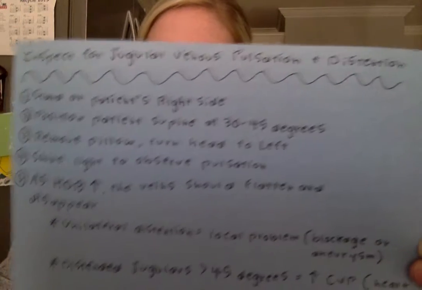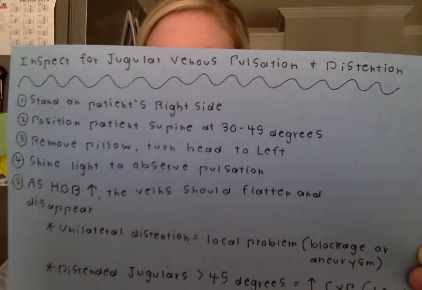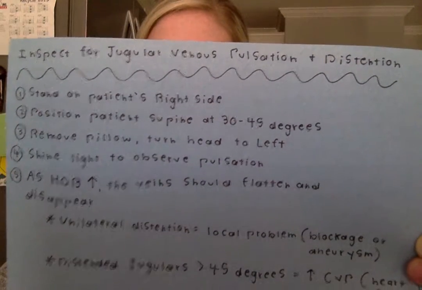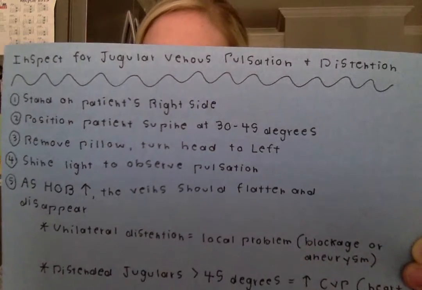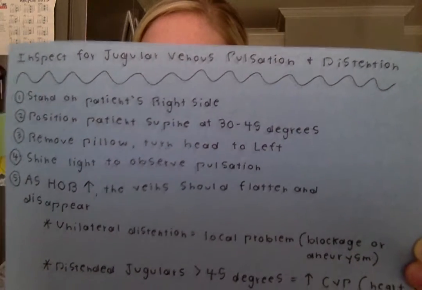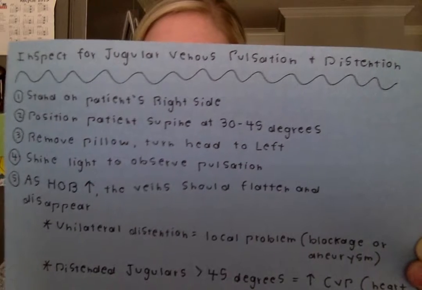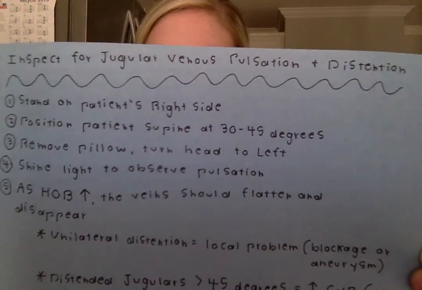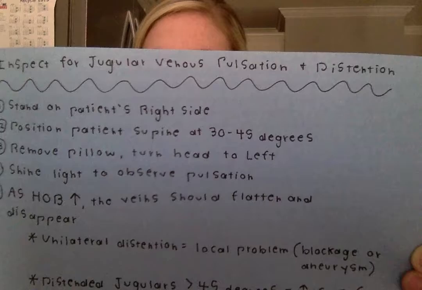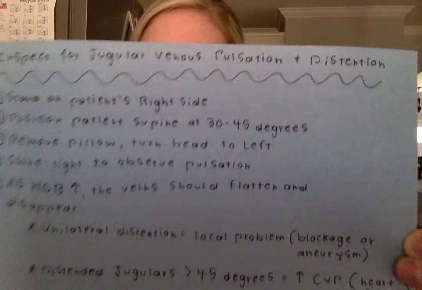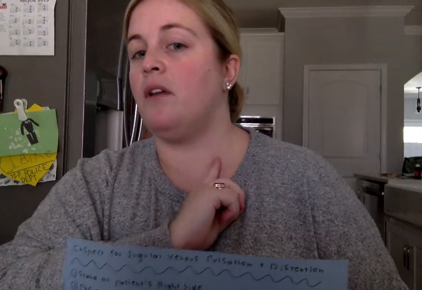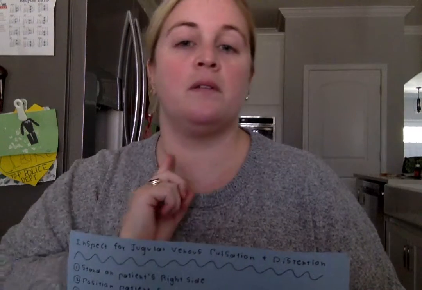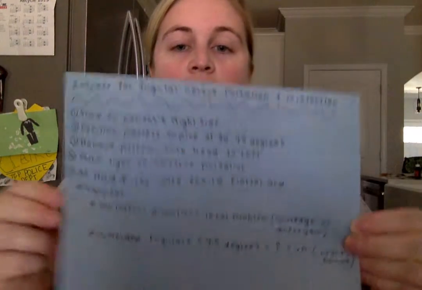If you've sat the patient up above 45 degrees and there is still distension in the external jugular veins that you can see in their neck, then that means that they have an increased CVP, or central venous pressure, and that could indicate heart failure. These distended veins will be here in their neck, and a lot of times they look like little ropes going around their neck there.